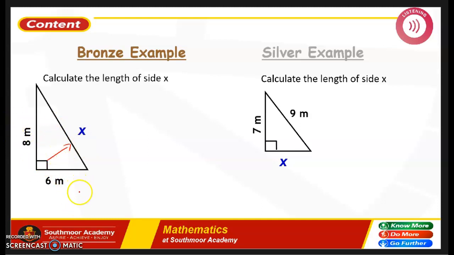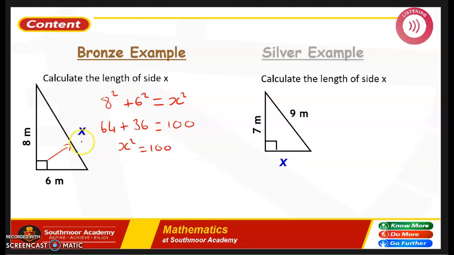So that's the first thing that we need to do. We need to square our two sides either side of the right angle. So we need to do 8 squared plus 6 squared is equal to x squared. This is the basis of Pythagoras' theorem. So 8 squared we know is 64 plus 6 squared, which is 36, is equal to 100. So x squared equals 100.